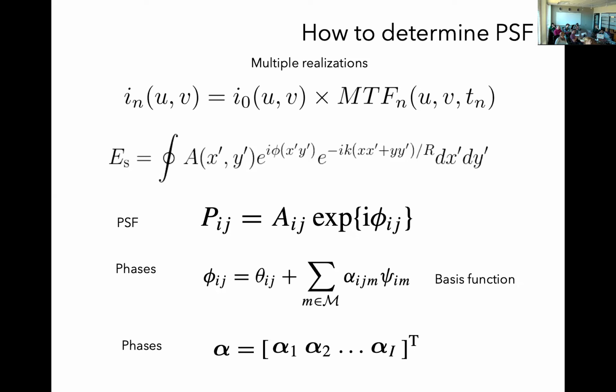That's the key part. The shape of my aperture shouldn't be changing in time, so I don't need to try to solve for the shape of my aperture. I'm trying to solve for the phases, the time varying phases. That's the part of the MTF that's changing.